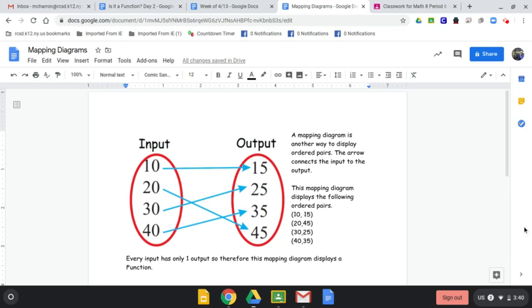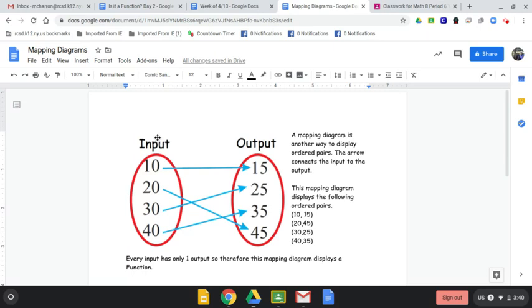Hey all, just a quick video to explain what a mapping diagram is and how it relates to functions, and how you can determine if a mapping diagram's relation demonstrates a function or not. So this right here is a mapping diagram.